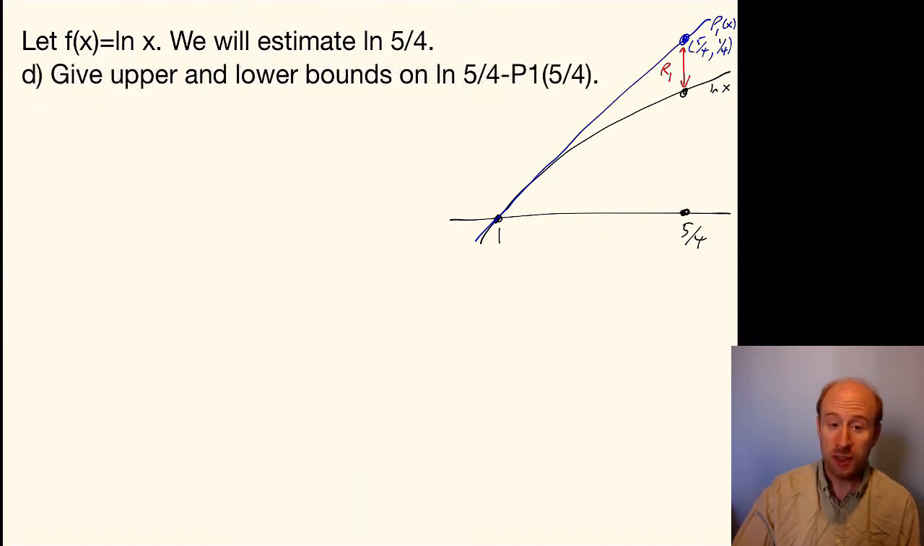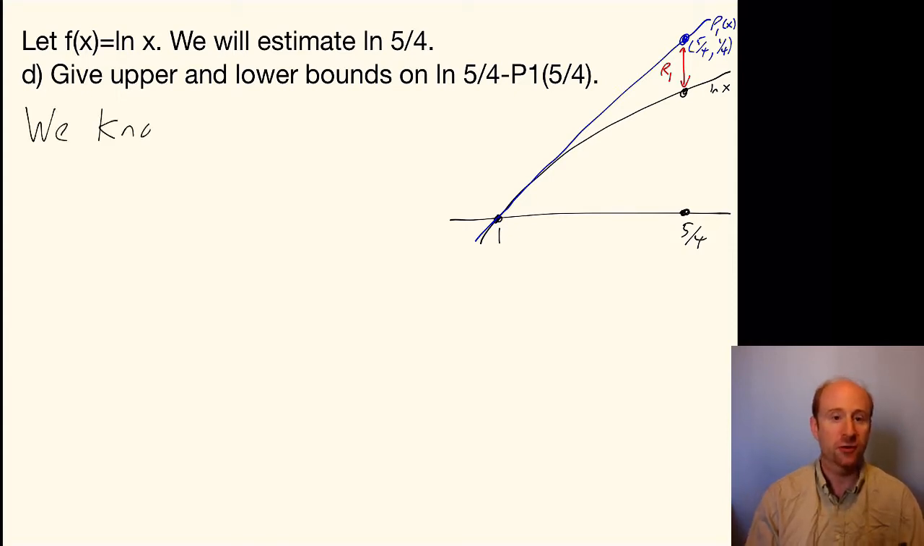The way we're going to use this is to estimate that error. We don't care about c, we care about the error. C is just a tool to try to find out about the error. So let's use this to give upper and lower bounds on the error. P1 of 5 over 4 is our estimate for natural log of 5 over 4, and now we want to know how good an estimate it is.